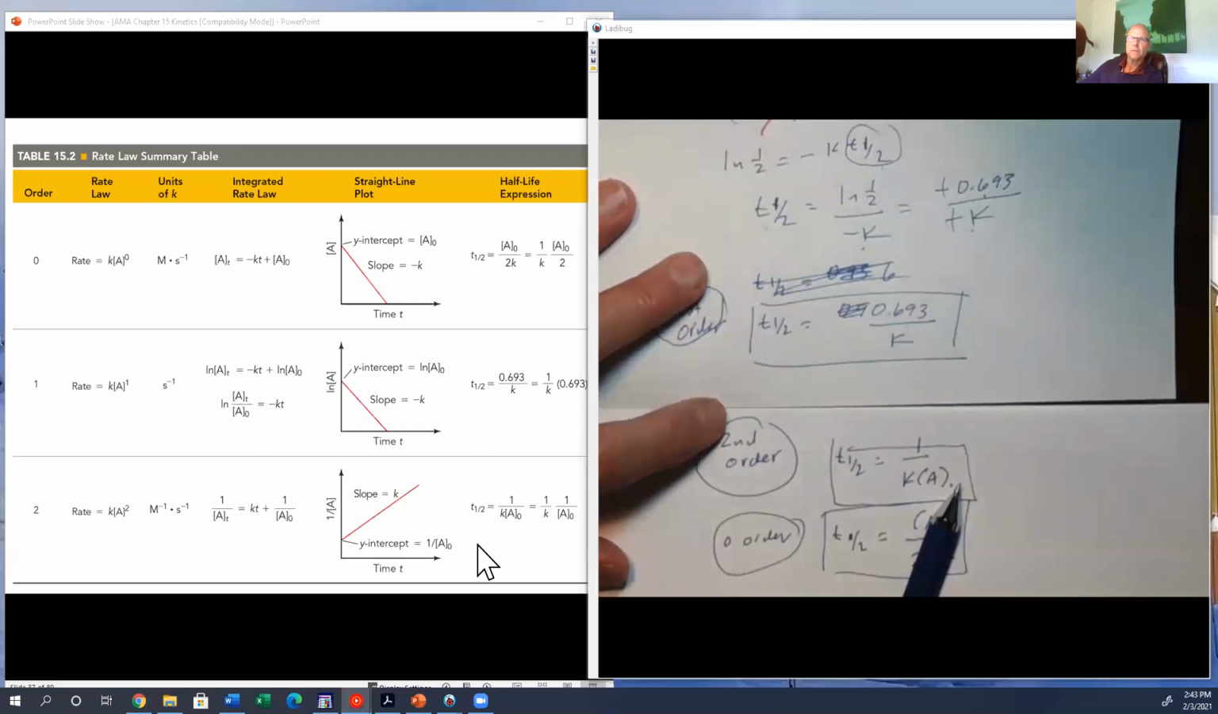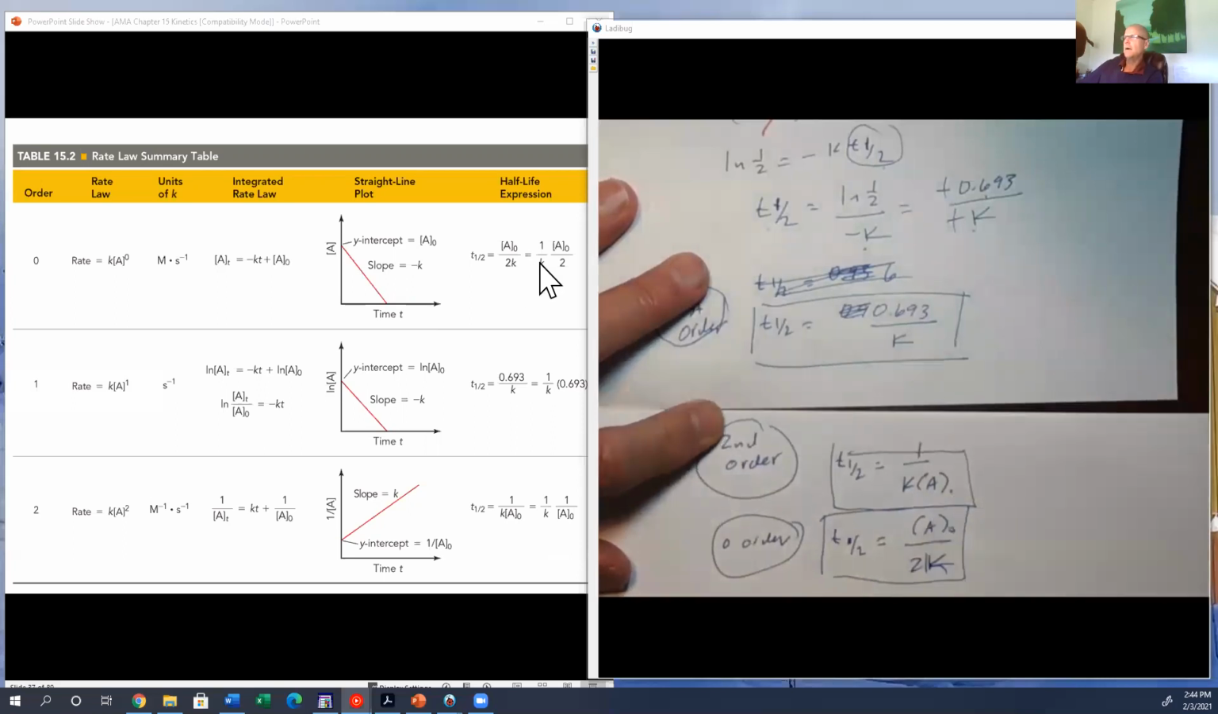All of this is information which you'll have to know, right? Zero order, here's the rate law, integrated rate law, what you have to plot to get a straight line, and then the half-life expression, right? So for zero order expression, it's that one, right? For first order, rate law, integrated rate law, two different forms of it. What you plot for a straight line, half-life expression. Second order, rate law, integrated rate law, what you plot for a straight line, half-life expression.